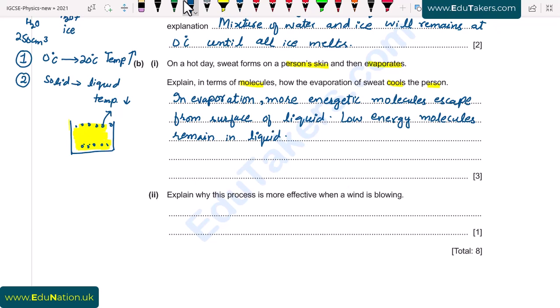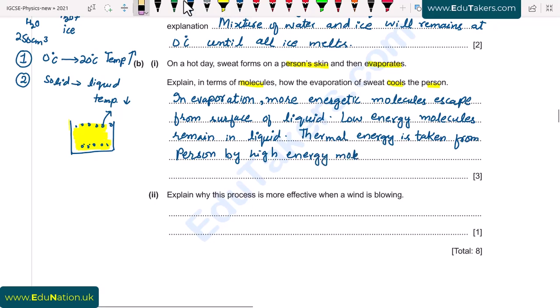And the thermal energy is taken from the person by high energy molecules to escape from the liquid surface. The person loses some energy, that's why the person cools down.